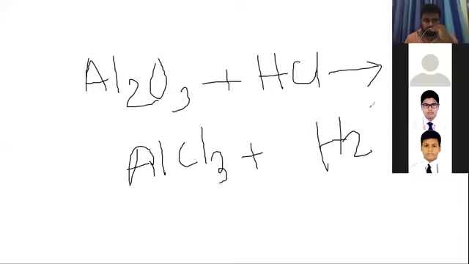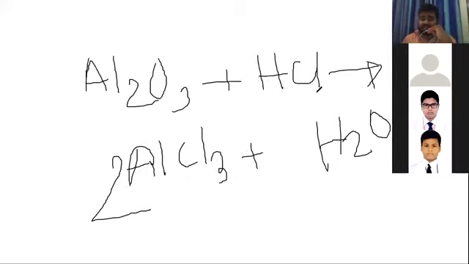In this situation, the left side has two aluminium atoms, but the right side has only one. So we multiply AlCl3 by 2. Now both sides have 2 aluminium atoms. But on the right side chlorine atoms are 6, while the left side has only 1, so multiply by 6. That is why left chlorine is 6 and right chlorine is 6, but left hydrogen is 3, and right side 2. Am I clear?